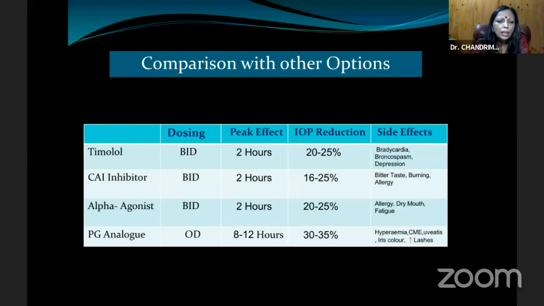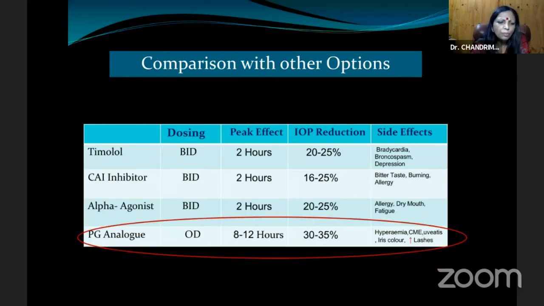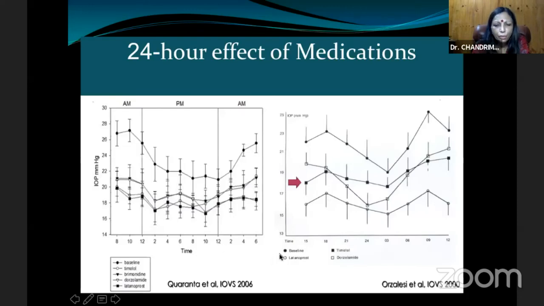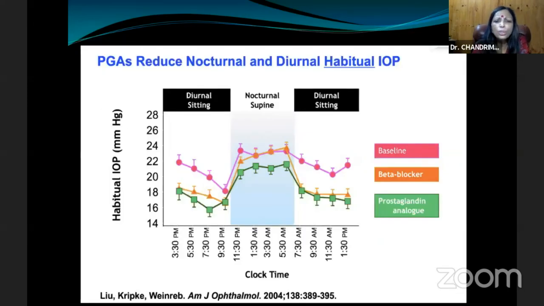So, comparison with the others: the PGAs are much more potent in lowering intraocular pressure than the others. That's what you see, 30 to 35% there. And the 24-hour effect, if you see that, the PGAs, the square ones, have done much better than any of the other drugs in lowering IOP over a 24-hour period. This is a baseline, and in comparison with timolol, the PGA is a much better alternative. So PGAs reduce nocturnal and diurnal habitual intraocular pressure. As I told you, their efficacy to reduce pressure even at night actually makes them one of the best drugs for lowering intraocular pressure.